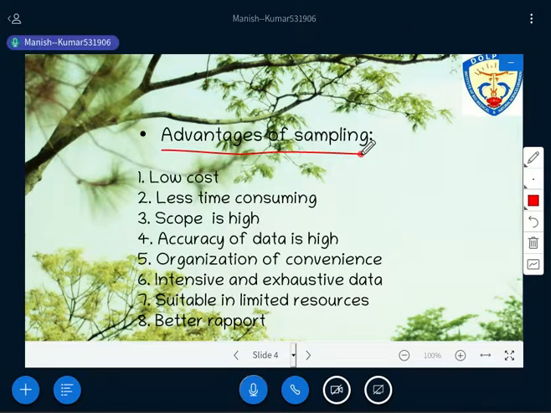And then, less time consuming. The explanation is similar to low cost. If you have less data, if you are taking a sample, the number of data will be less, so their analysis, their tabulation or any kind of mathematical work on that data will be minimal. So you are able to save your time. Even the collection of data becomes less, right? Have you got that? So less time consuming, you are able to get that.